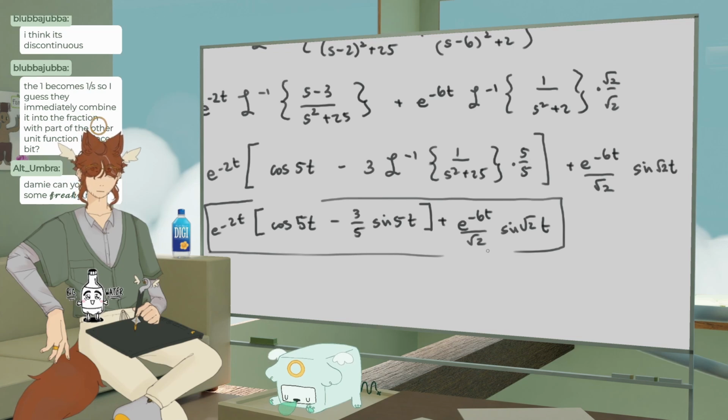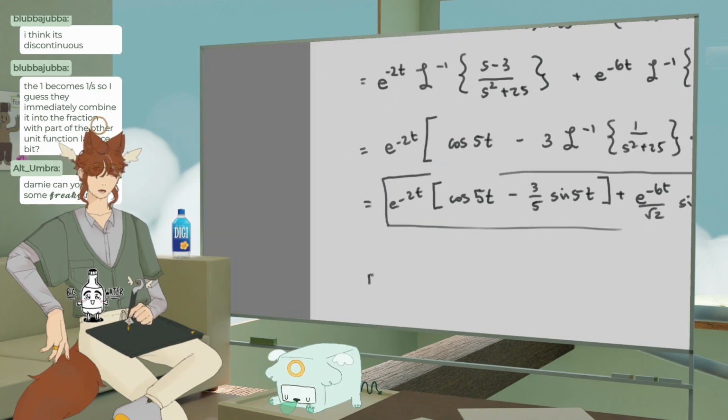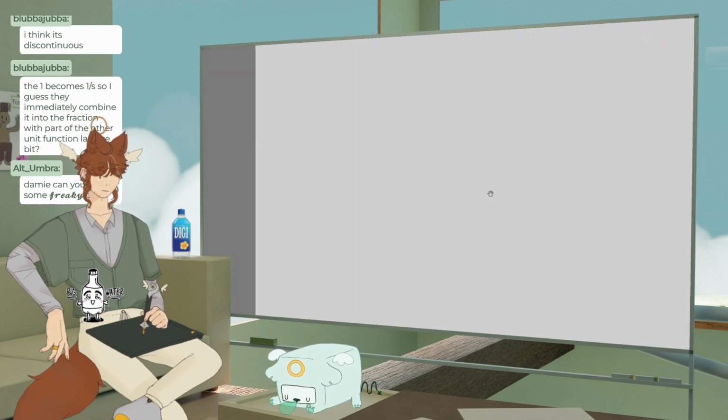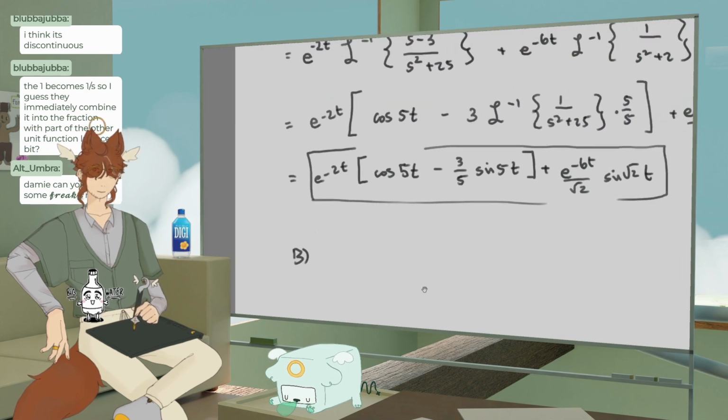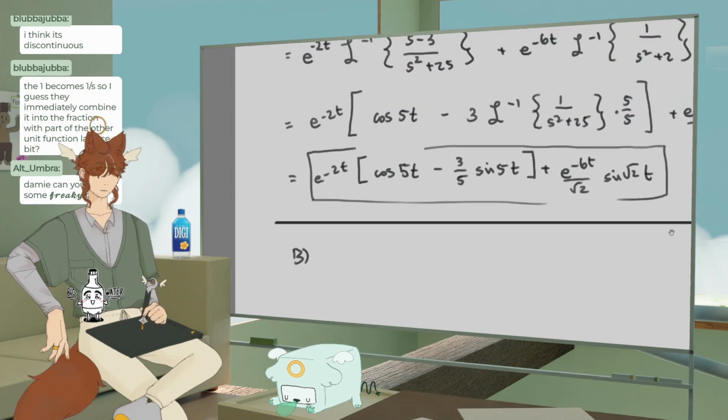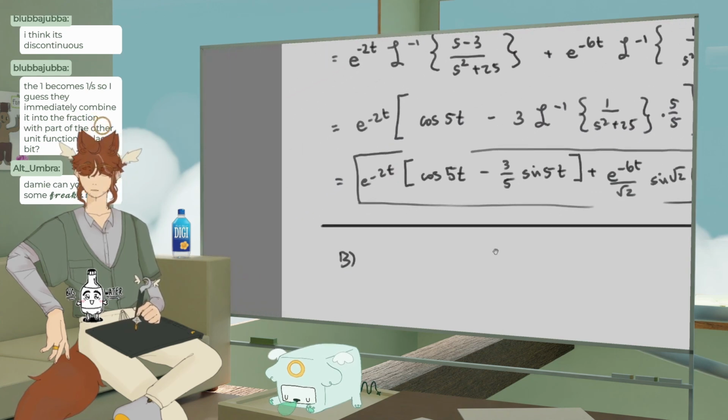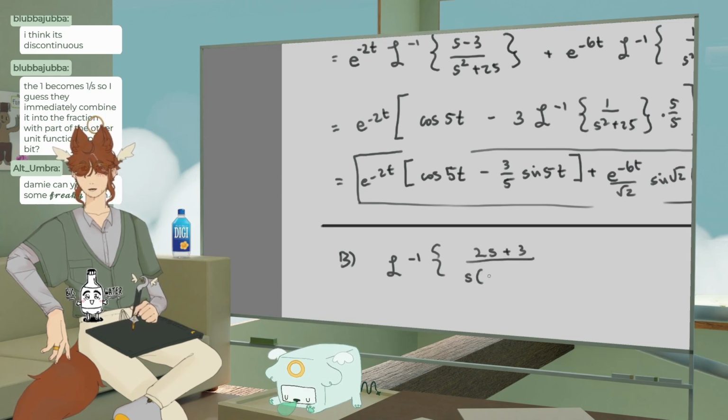Alright, now we're cooking. Okay, B. I don't think I can fit all 4 of these on one page. I don't think I have enough space. I would feel really bad for the grader. A nice big line. Okay, uh-oh, there might be some partial fraction decomposition in our future. 2s plus 3 over s times s squared minus 2s plus 4.